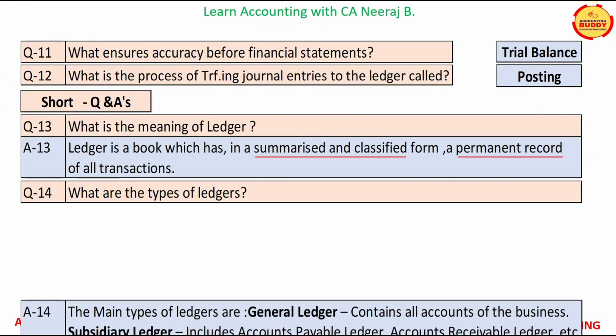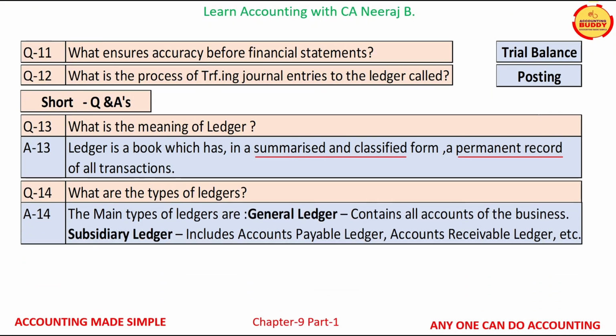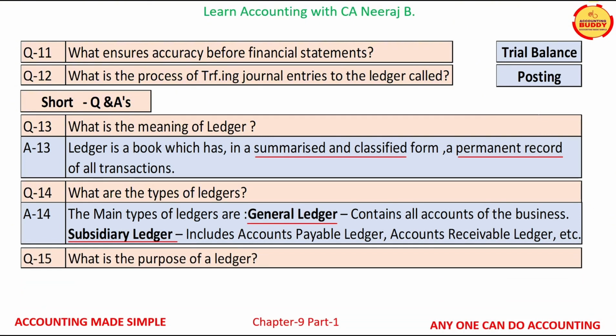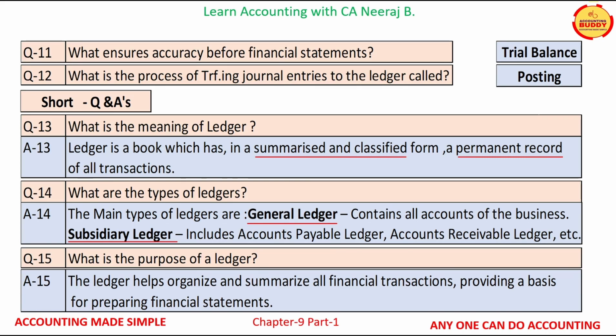Question number 14 is, what are the types of ledgers? The answer is, the main types of ledgers are journal ledger that contains all the accounts of the business, subsidiary ledger which includes accounts payable ledger, accounts receivable ledger, etc. Question number 15 is, what is the purpose of a ledger? The answer is, the ledger helps organize and summarize all financial transactions, providing a basis for preparing financial statements.